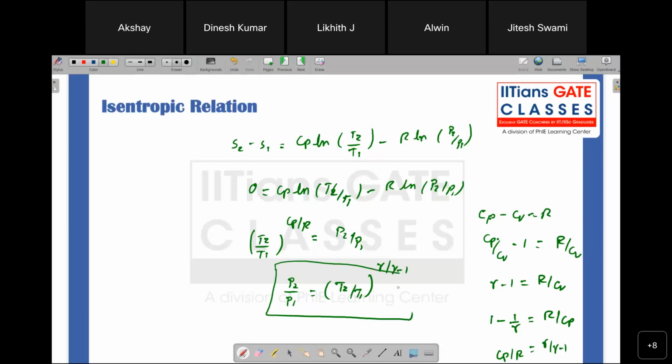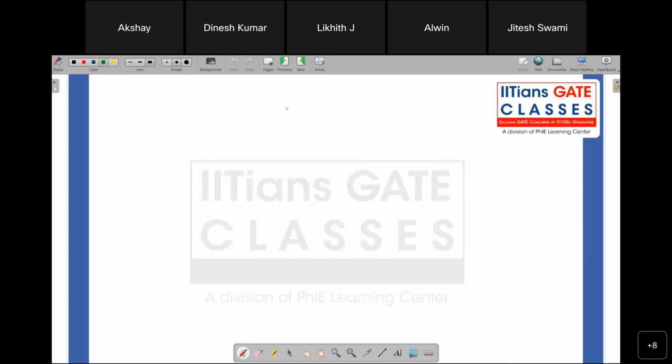So similarly, I can also arrive at a relation for a density change, that is rho 2 by rho 1 in terms of T2 by T1, T2 by T1 to the power of 1 by gamma minus 1. For the time being, I'm not showing how we can arrive at this relation, but we can. That is again coming from the TdS relation only.